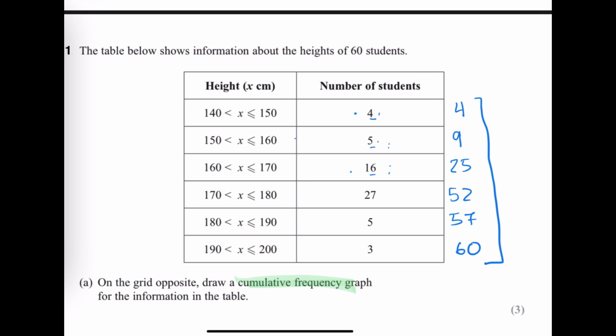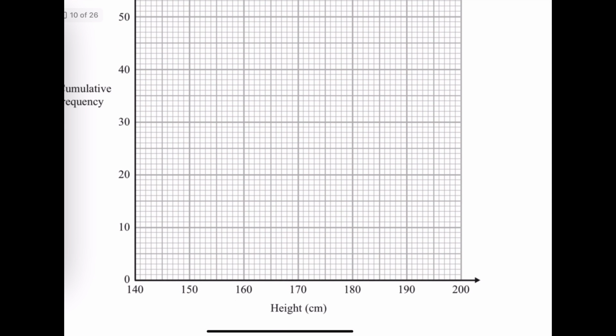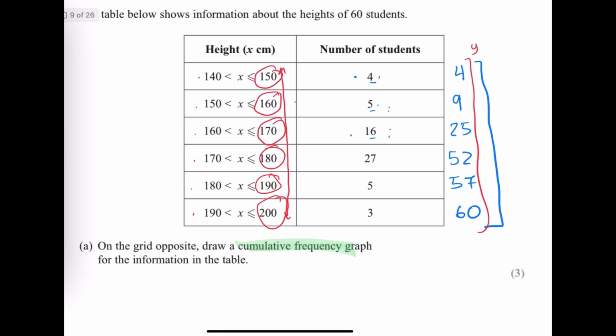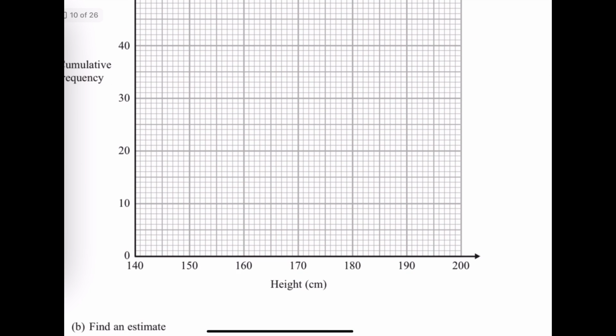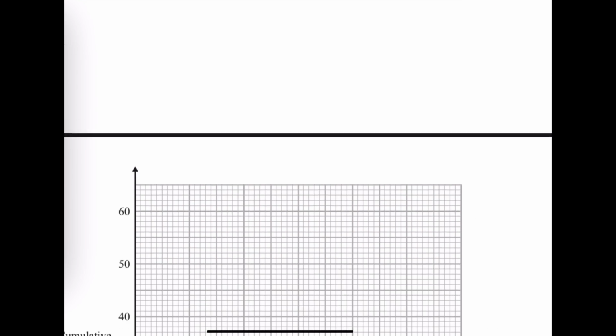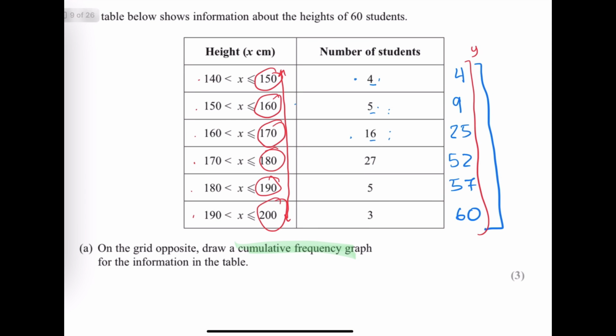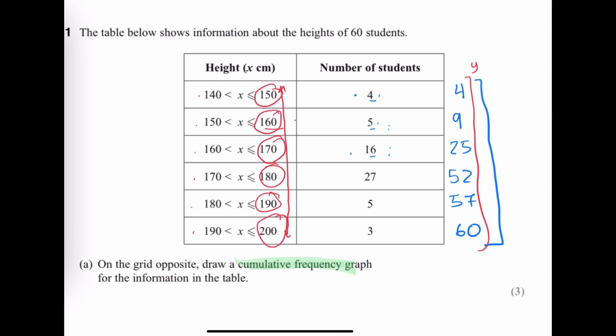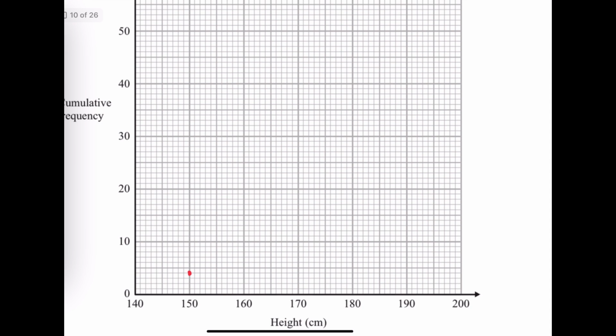Because this is a cumulative frequency graph, we use the upper bound of each class so that we can plot the graph. So the x values are always going to be these over here, like the 150. It will be the upper bound of each class. And then this over here will be the y. So if we just go over, you see you do 160 and 9. Go over here, it will be 160 and 9.